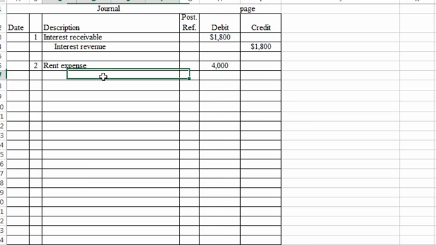And that's going to be a debit to rent expense, our expense account that increased. It's going to be a credit to rent revenue.